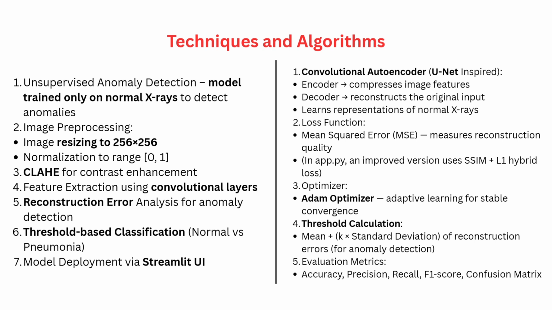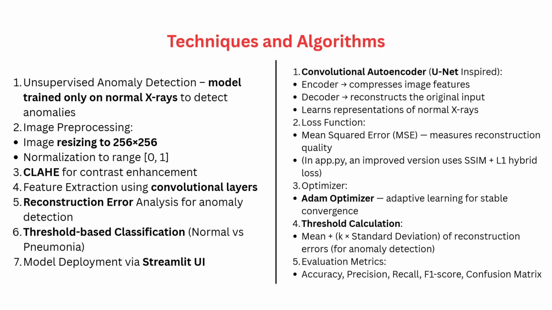This slide summarizes the technical backbone of the project. For the model architecture, we used a convolutional autoencoder, specifically one U-Net inspired. The encoder compresses image features and the decoder reconstructs the original input. Critically, it learns representations of only normal X-rays. The main technique involved is unsupervised anomaly detection. We applied several steps of image preprocessing, including resizing to 256 by 256 and normalization. We also use CLAHE for contrast enhancement to improve image quality before training.